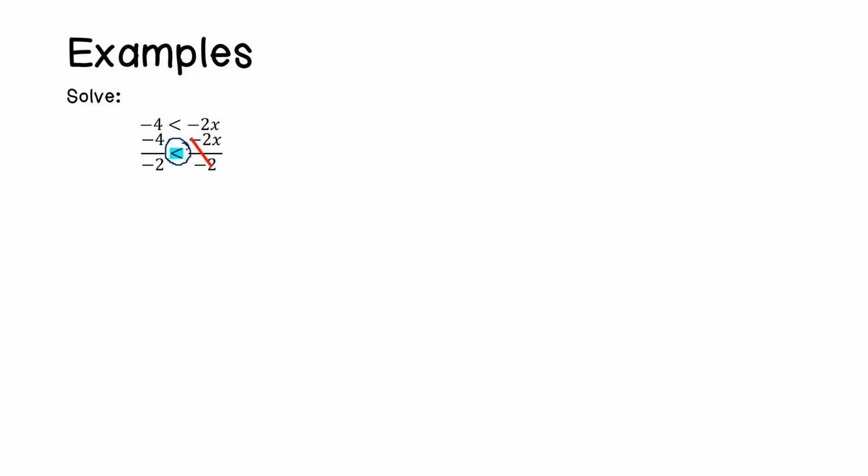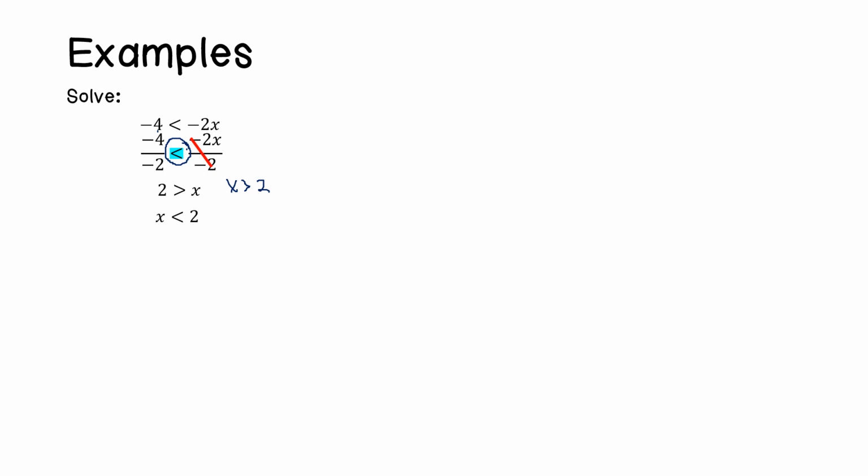So negative 2 divided by negative 2 is 1. Negative 4 divided by negative 2 is 2. And I flipped my inequality. So I get 2 is greater than x, which I can write as x is less than 2, which I didn't need to write because I typed already.